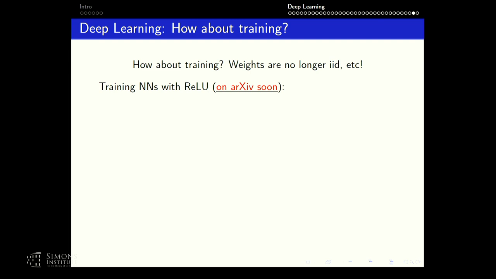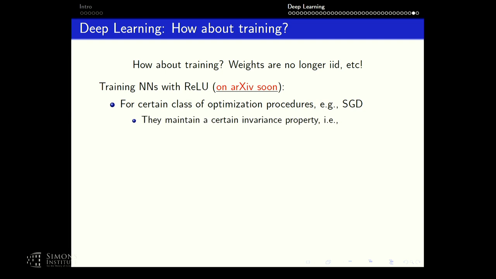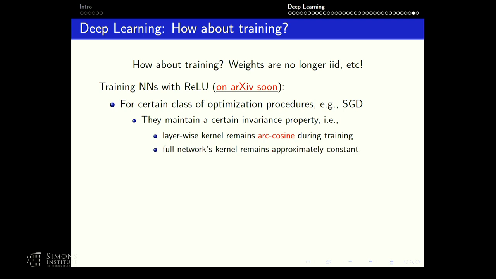There is still some structure that's maintained, even if you start training, as long as your optimization algorithm satisfies a certain property. I'm not going to get into the exact details of the result, but it will hopefully be out next week or the week after that. It says for a certain class of optimization procedures, such as SGD, which is very popular, they maintain a certain invariance, meaning that the layer-wise kernel actually remains R cosine. As a result, the kernel of the full network also remains constant across the iterations, so they stay on the invariant path, if you will, as measured by this R quotient kernel.